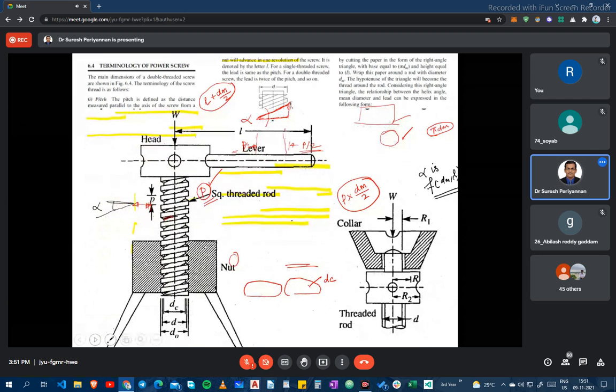This is a clearer view of the screw jack diagram. This is a nut here, this is the head, and a lever we are using. This is a collar. In the collar is where we are holding the weight. That place is called the collar. In this region we are accessing the handle to apply the force for raising or lowering the weight.